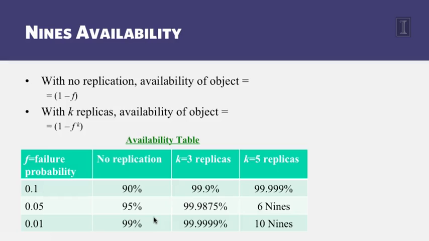Similarly, with failure probability of f equals 0.01, with no replication, you have 2 nines of reliability. With k equals 3 replicas, you have 6 nines of reliability. And with k equals 5 replicas, you have 10 nines of reliability. You can actually tune the number of replicas you have based on the failure probability that you expect to get the desired reliability from your system.